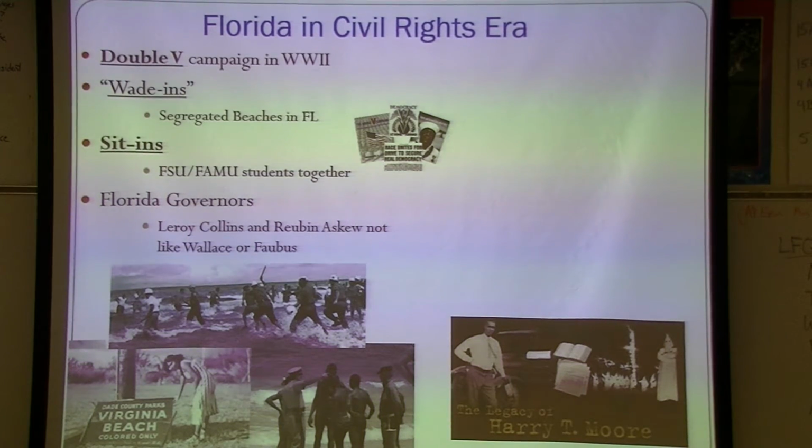One thing that was different for Florida compared to most of the Deep South, and Florida at that time was not only geographically southern, but we were a very southern state in the attitudes here.